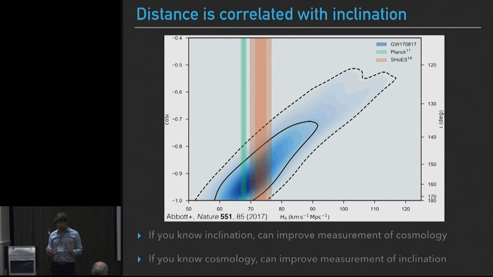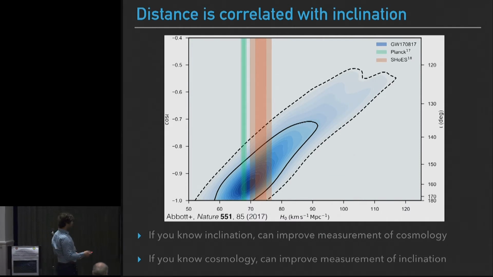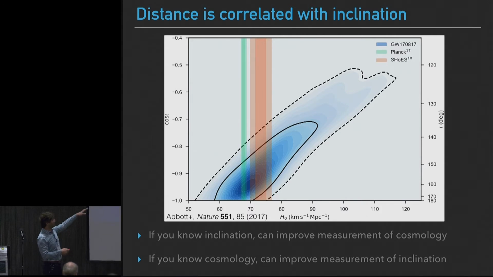There's this distance inclination degeneracy, which has to do with how loud the binary is and whether it's face on or edge on. This has actually been mentioned a couple of times. If you're face on, you're louder, and if you're edge on, you're softer. So if you're face on and far away, it can look the same as if you're edge on and closer. And that's shown by this plot. Because there's that degeneracy, we're not sure about the distance, which turns into not being sure about the exact value of the Hubble constant.